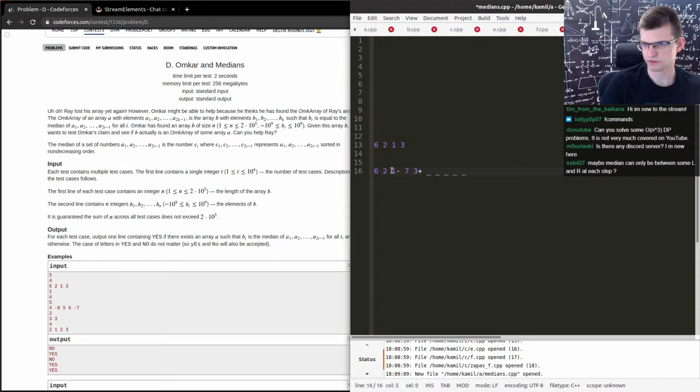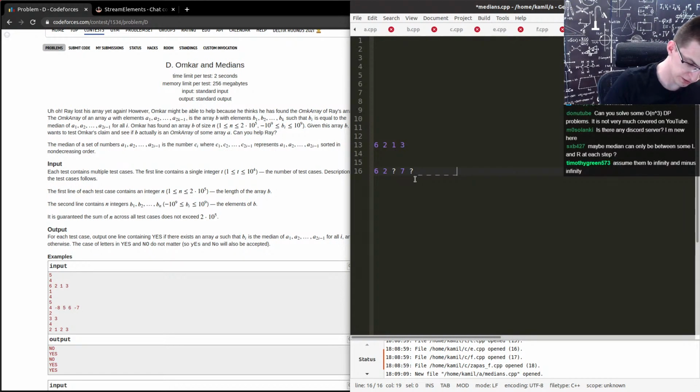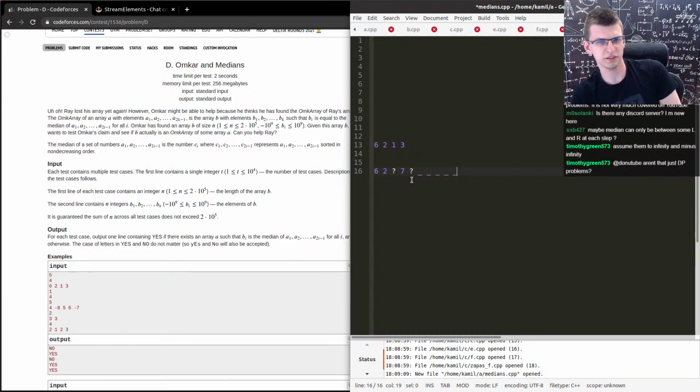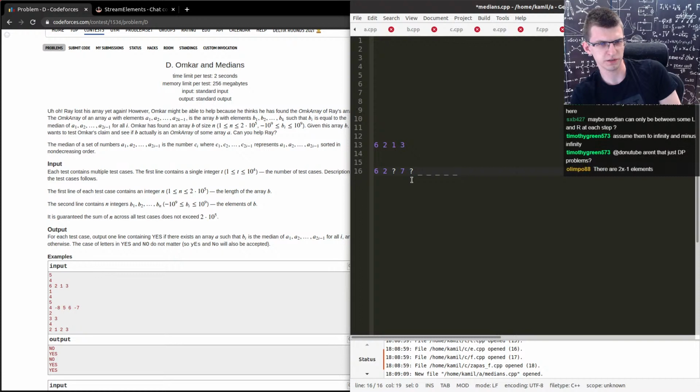Should I always fill the leftmost number with the new one? Can I do anything backwards? I know the median of everything. That's not a trivial problem. I don't know how to solve it.